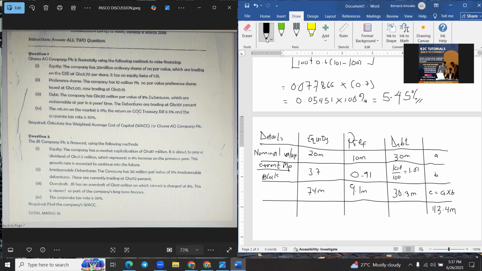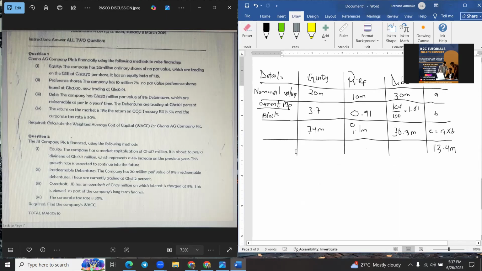Now, this would easily help us find our WACC, because to be able to find our WACC, for equity, basically multiply the cost of capital for equity by its market value. So this is the market value for equity, E. This is the market value for preferred share, P. And this is the market value for the debt, D. And then the three of them put together.